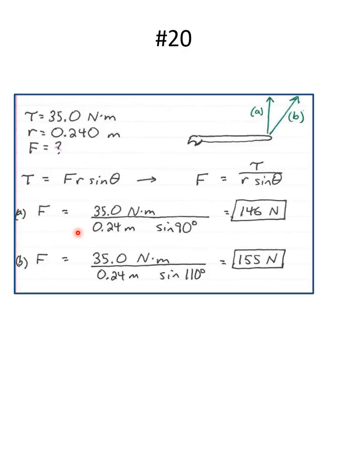Notice this is asking how much force do you need to supply. So because in part B, it's not the best angle, you're going to lose torque. And so you have to compensate by putting more force into it. But certainly you can minimize the force you need to exert by pushing at a 90 degree angle.